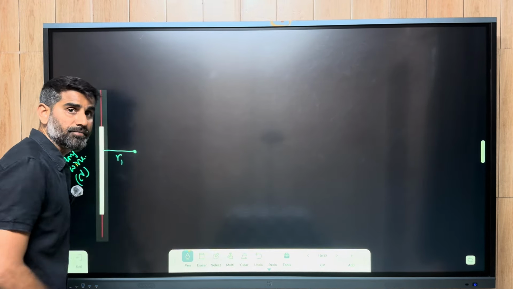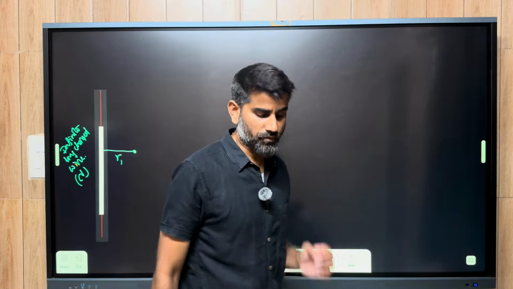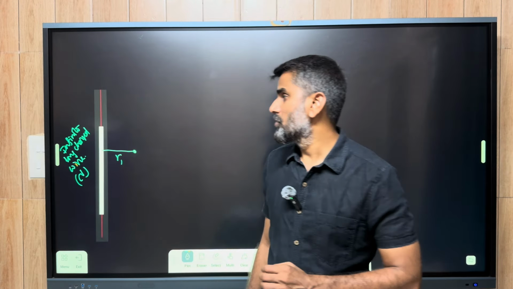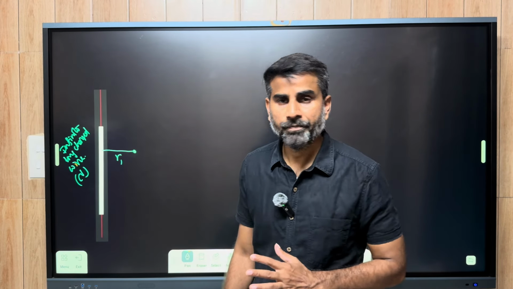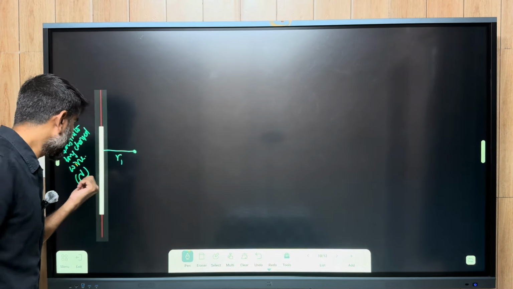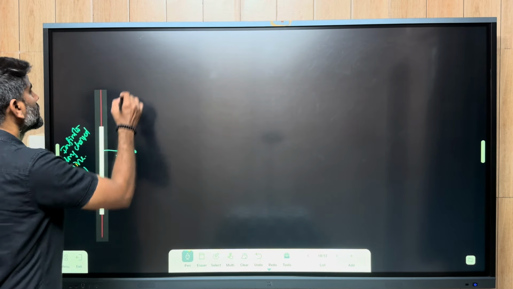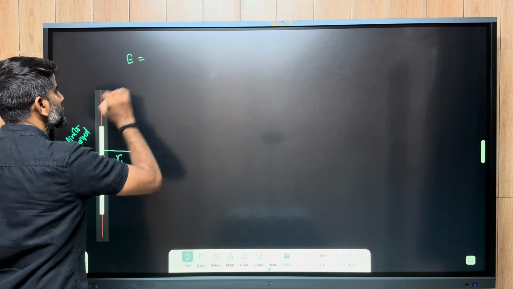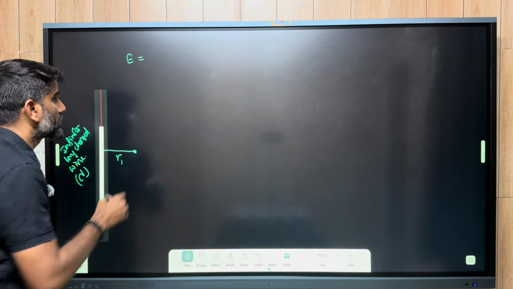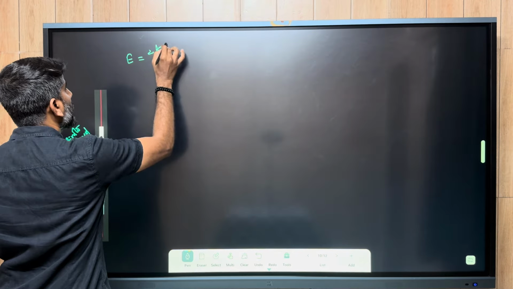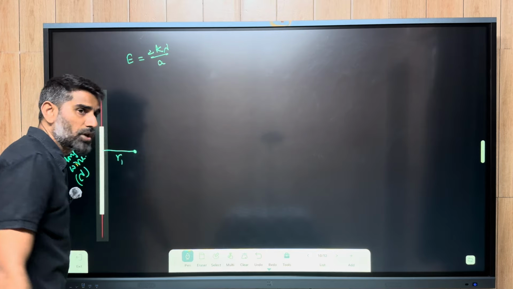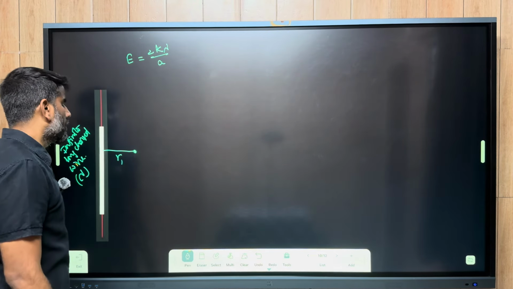Its initial length is R1, let it be. Very good question. Just follow the explanation that I'm doing here. Okay, so R1 is the distance. The linear charge density of the rod is lambda. And we know the electric field due to an infinitely long charged rod is 2k lambda by A.